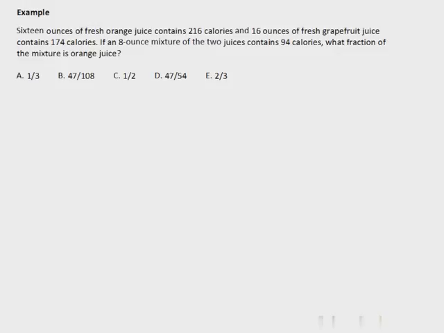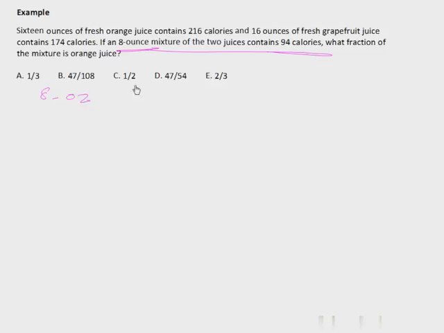"16 ounces of fresh orange juice contains 216 calories, and 16 ounces of fresh grapefruit juice contains 174 calories. If an 8-ounce mixture of the two juices contains 94 calories, what fraction of the mixture is orange juice?" Okay, first thing I have to be careful about is that I'm just taking 8 ounces of the mixture, while each of those are 16 ounces. So let's first find out what 16 ounces of the mixture will contain.